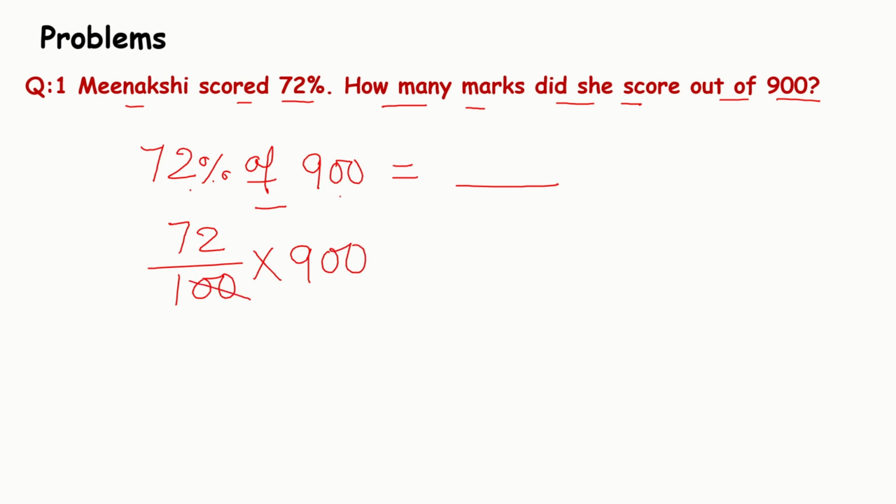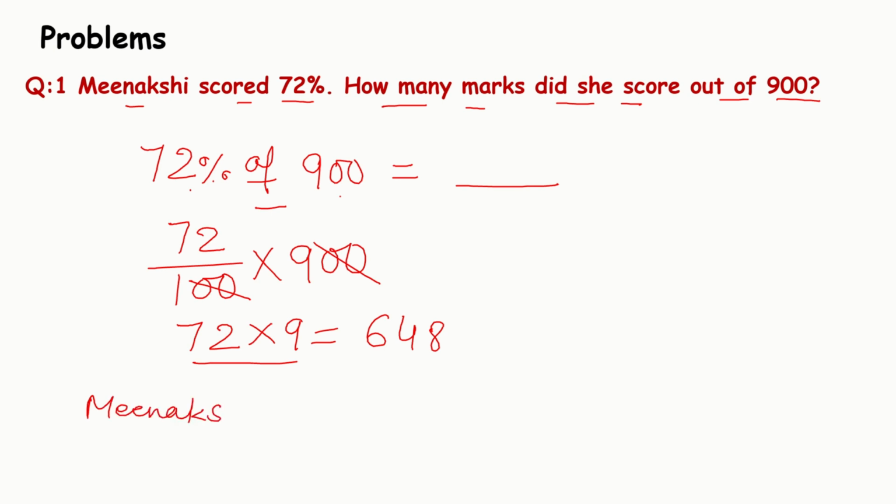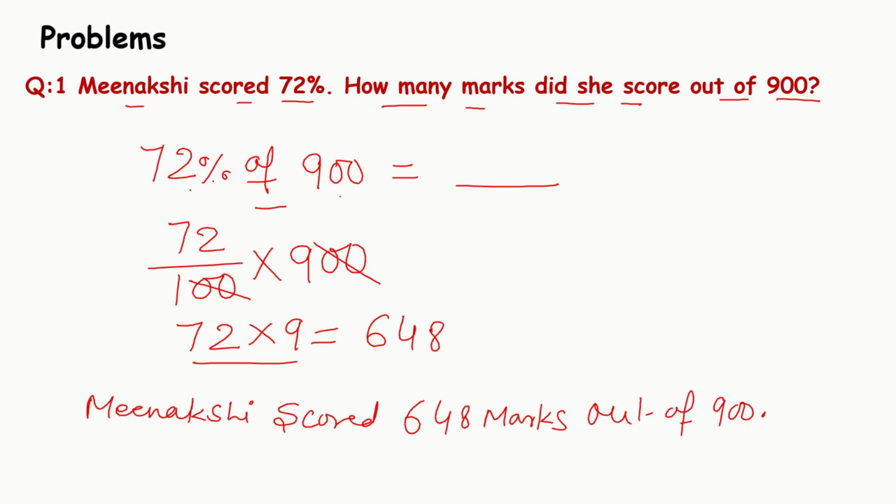Now these 0s will be cancelled with these 0s. So the number we have is 72 times 9. The multiplication of these two numbers will give us 648. So Meenakshi scored 648 marks out of 900, and this is our answer.